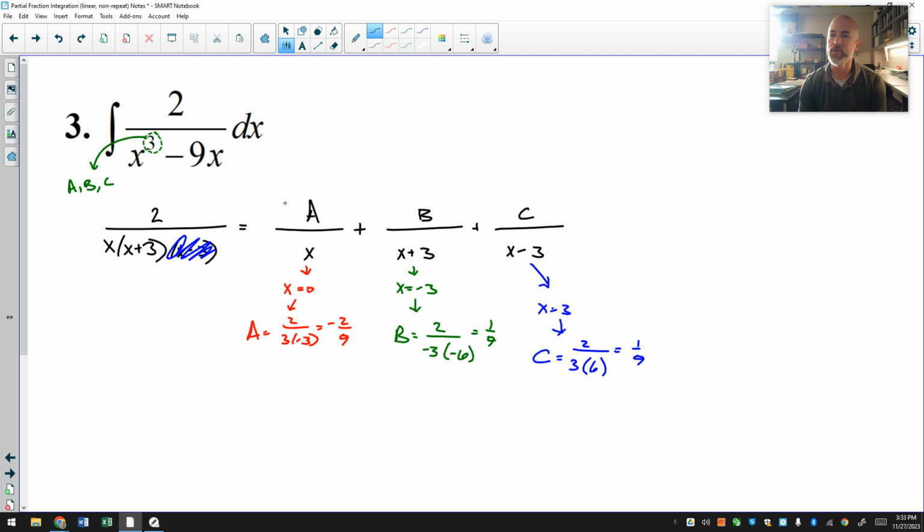And now I can reset my original problem. It's now going to be the antiderivative. Instead of 2 over x cubed minus 9x, it's the antiderivative of negative 2/9 over x for A over x. I'm going to go ahead and close off that antiderivative, and then I'll set up another one with B, which was 1/9 over x plus 3.